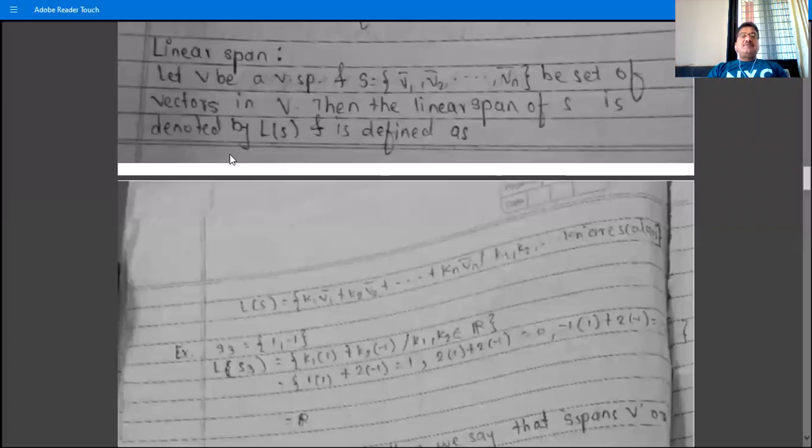Next topic is linear span. Let V be a vector space and S is the set {v1, v2, ..., vn} of vectors in V. That is, these v1, v2, ..., vn are elements of this vector space V. Then the linear span of S is denoted by L(S). It's called the linear span of S, and is defined as the set of k1v1 + k2v2 + ... + knvn such that k1, k2, ..., kn are scalars belonging to R.